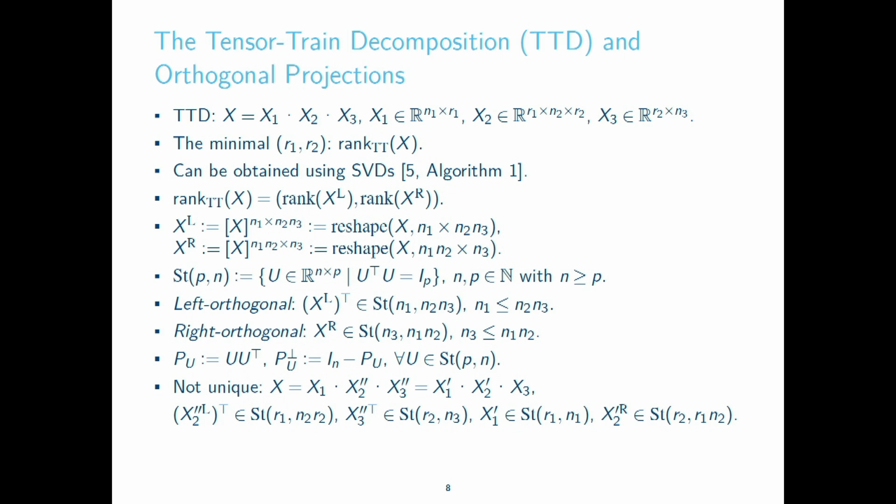So indeed, the tensor train decomposition, as I said, is not unique. For example, we use the following two different decompositions in the rest of the presentation, where the double primes mean that the tensors are left orthogonal, and the one prime, these are right orthogonal tensors.